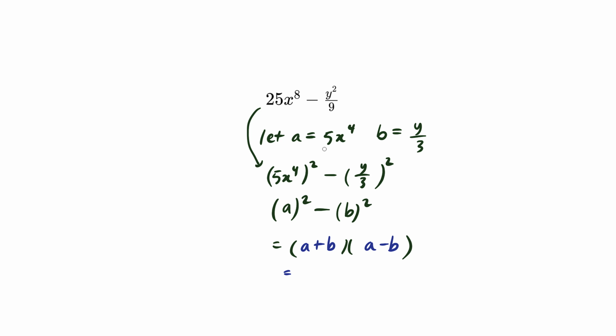Now what is a? It's up here. a happens to be 5x^4. And what is b? It's right here. y over 3. Good job.